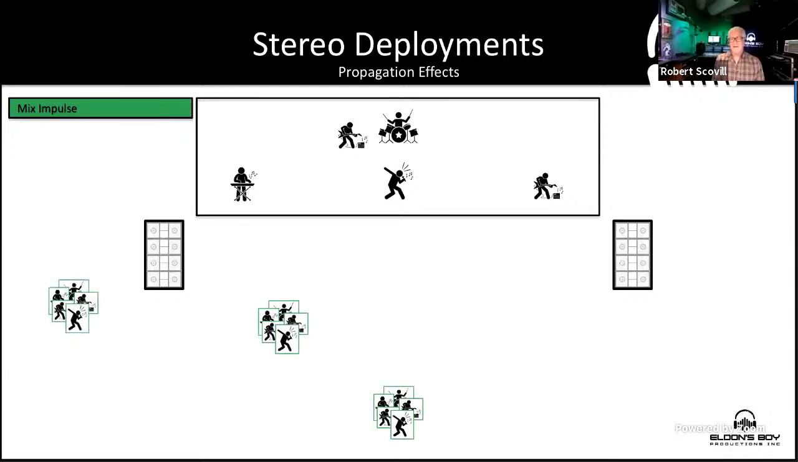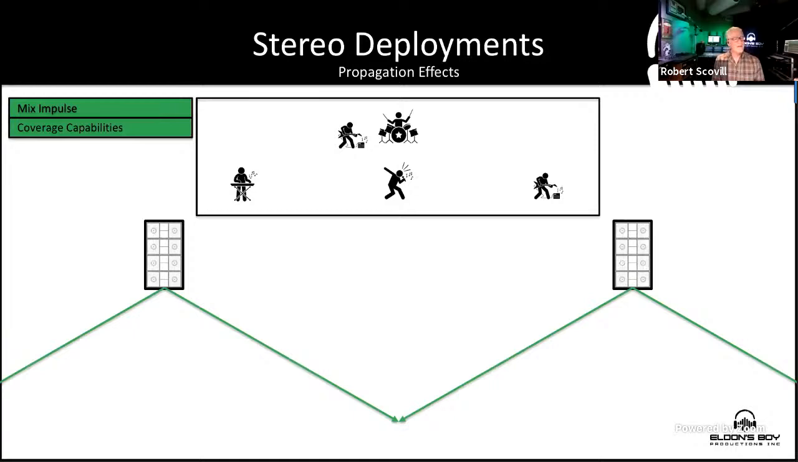Because the group of instruments that you're mixing together is going to be coming out of essentially one speaker system. You're going to hear it arrive there at the same time. Those instruments aren't broken apart into different speaker systems. They're all coming out of one speaker system. So in terms of mix impulse, this is actually good.